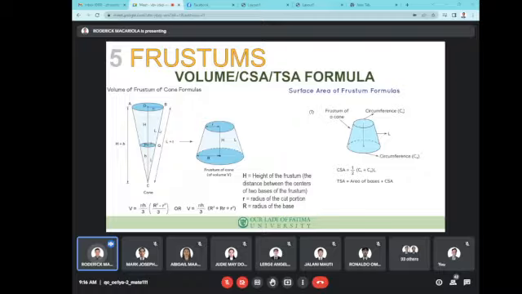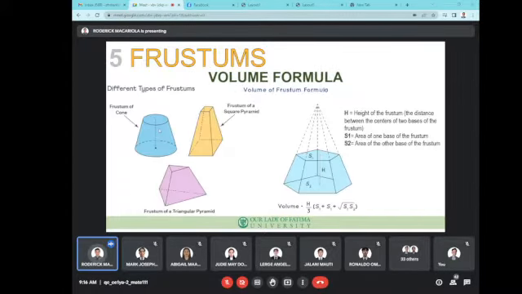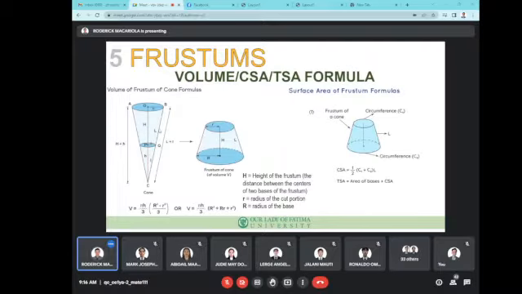Kapag cone naman po, pi h over 3. Pansin nyo may over 3 pa din. Radius ng una squared plus radius ng una at pangalawa plus radius ng pangalawa squared. Smaller radius squared. Yan lang yung formula nila. Again guys, there's no other way to really learn this than to memorize them. Unless tapos nyo na sila sa calculus, wherein they are being derived by double integration. So kung medyo may idea na kayo sa integration, you can derive this formula. Yun din yung ginamit to prove them.